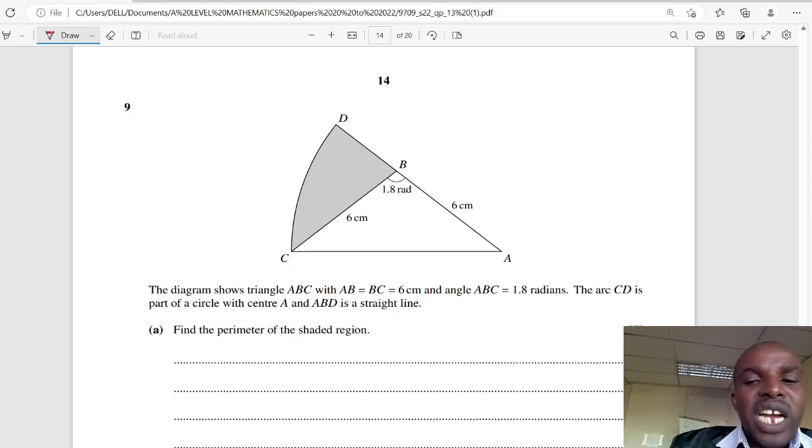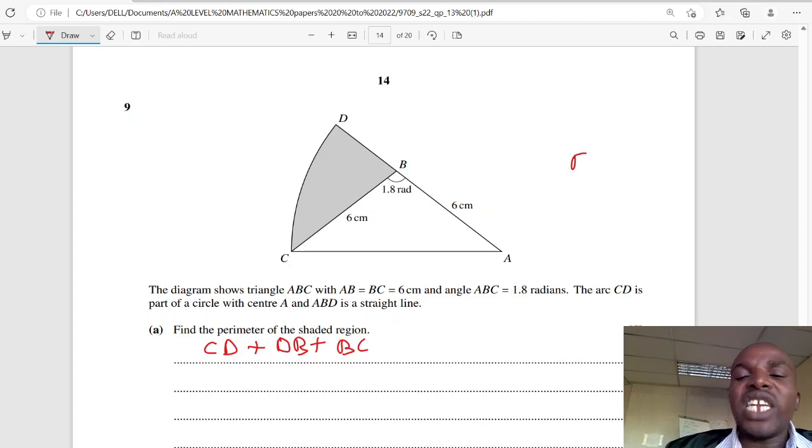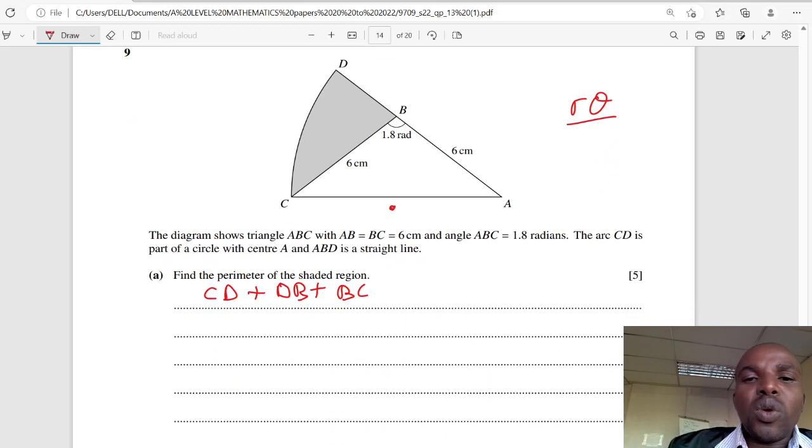Right, perimeter, actually we can say it's arc CD plus BD or DB plus BC, which is 6 centimeters. That's what you have to find, right? But in this case, we don't have AC. So AC is the one that will make us able to find arc CD using r theta, arc length. So to find this line AC, we use the cosine rule. So you say this will be your A.